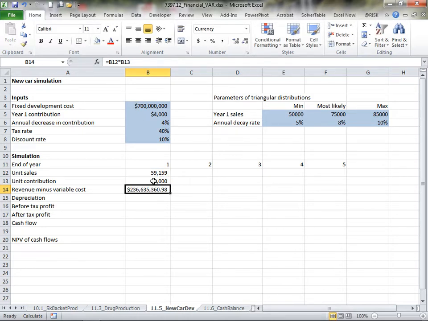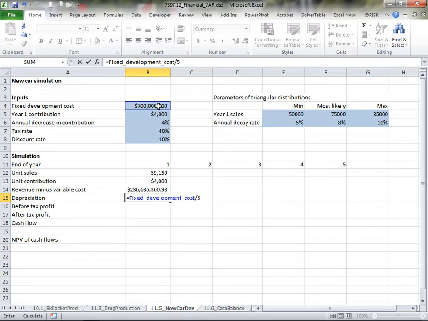Wow, it's a big number, huh? Now, how do I model depreciation in this example? Well, it says the company will depreciate its development cost on a straight line basis over the lifetime of the car. And we're expecting this model to have a 5-year lifetime, or at least that's how we're going to amortize the fixed cost. So even though I don't like to do it this way, I'm going to say my fixed cost of development divided by 5, right?